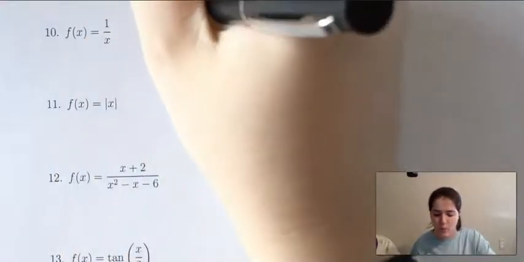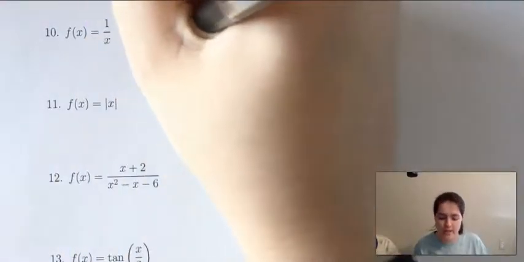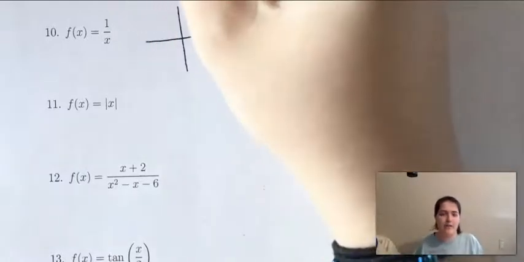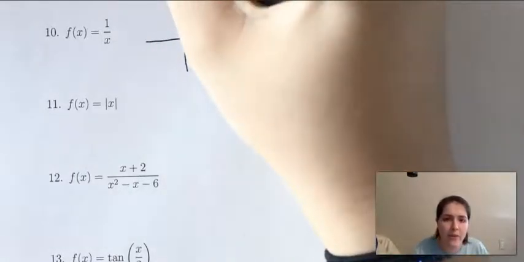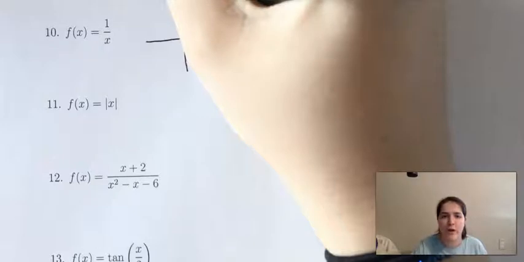Okay, so we're finding where the function is discontinuous, and then we're classifying the discontinuities. So basically what we're doing, a lot of these functions have drawings that go with them. So I'm going to be drawing the function itself, and then we'll talk about the type of discontinuity.